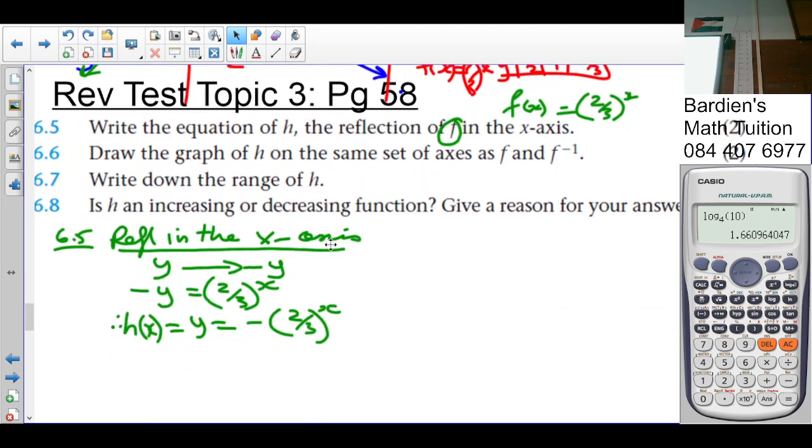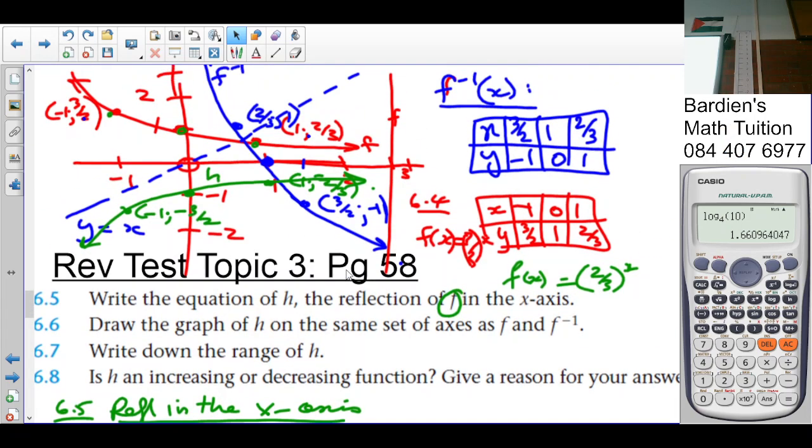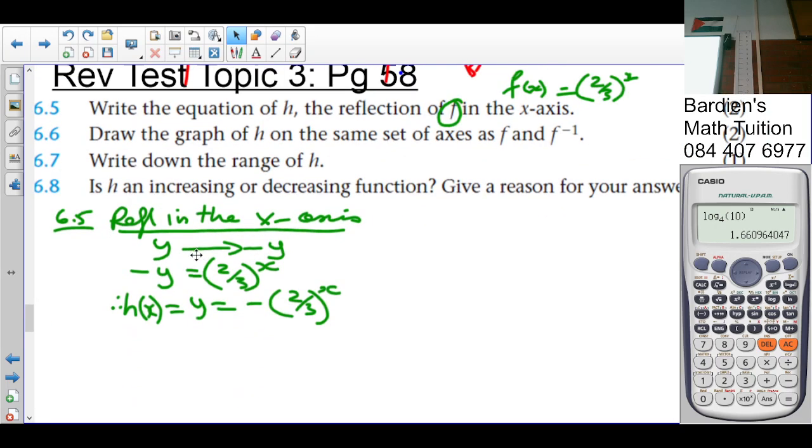Then we are told to write down the range of h of x. What is a range? All possible y values. Does this graph exist at negative infinity on your y? Yes. Will it stop existing at 0? So in other words, y must be less than 0. That's 6.7: y is less than 0. 6.6 was to draw.